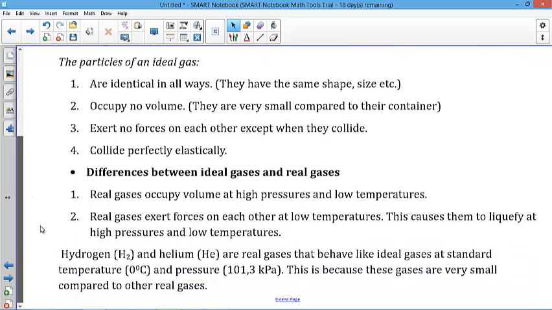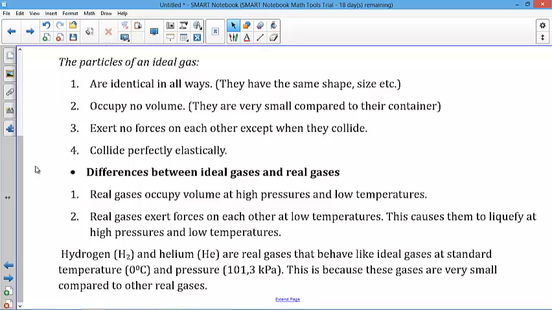Now, what is the difference between an ideal gas and a real gas? Real gases occupy volume at high pressure and low temperatures, but we said that for ideal gases, the particles occupy no volume, and that will be the difference between an ideal gas and a real gas. Another difference is that real gases exert forces on each other, but we've stated earlier that ideal gases exert no forces on each other, and they only do that when they collide.